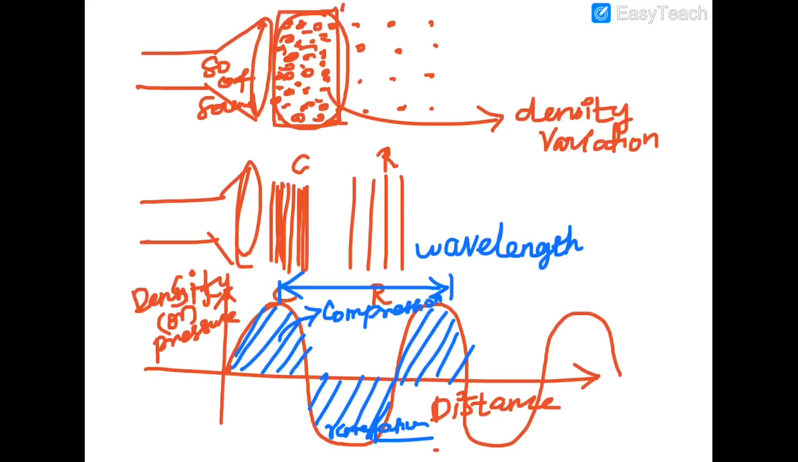The wavelength is usually represented by this symbol, which is called lambda. Remember that, students, lambda is very important. Wavelength is nothing but the length between two consecutive compressions, or otherwise two consecutive rarefactions.